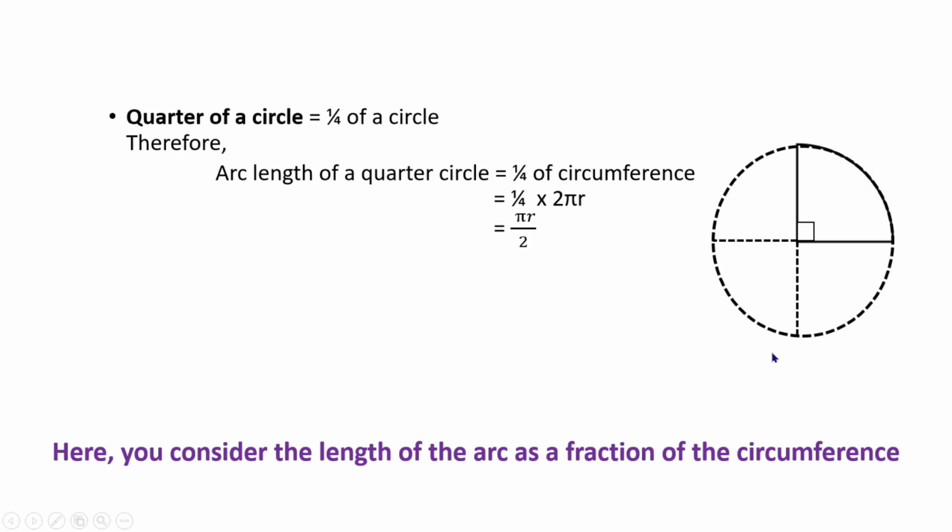So here, by looking at the symmetry, what we consider is the arc length as a fraction of the total circumference. In a semicircle, the arc length as a fraction of the circumference is half. In a quarter circle, this arc length as a fraction of the total circumference is 1/4.